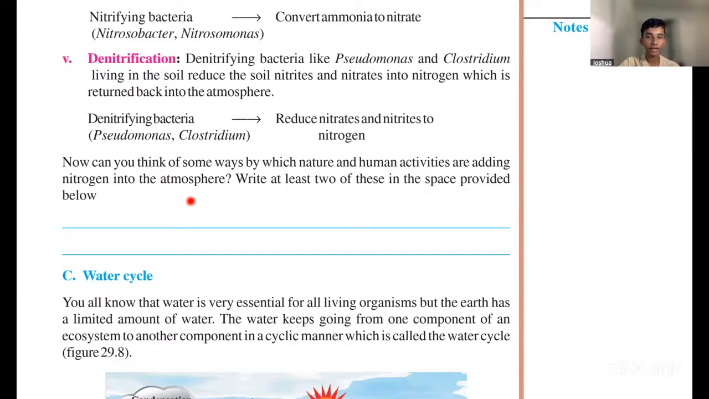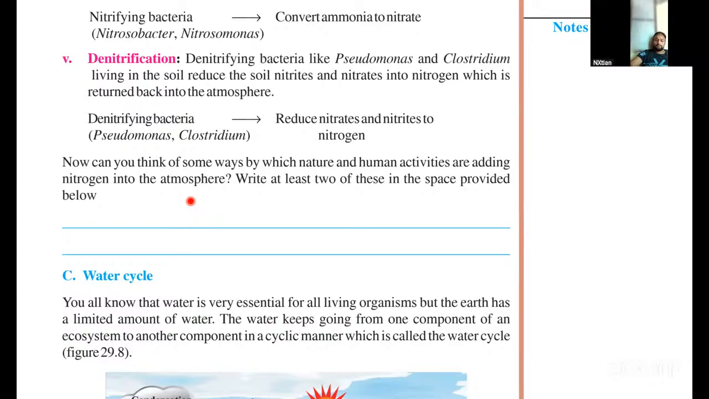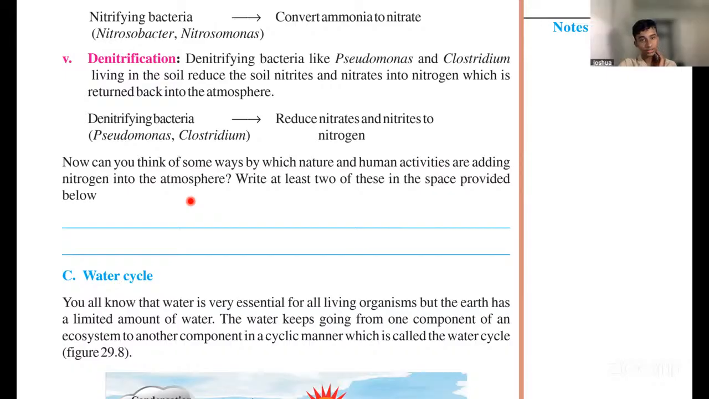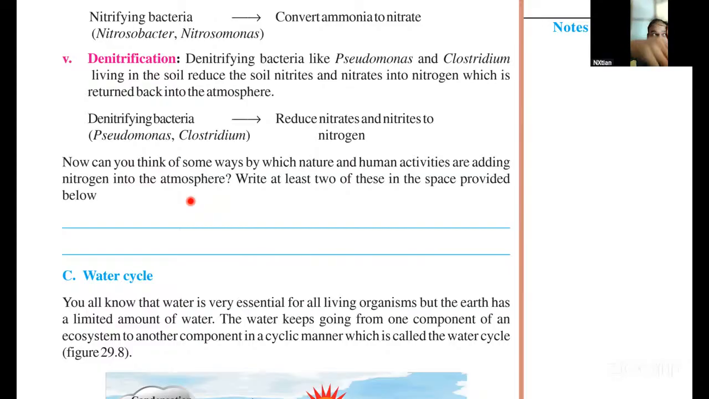Denitrifying bacteria like Pseudomonas and Clostridium living in the soil reduce nitrites and nitrates into nitrogen, which is returned back into the atmosphere. So basically the atmospheric nitrogen N2 is again formed by these bacteria called denitrifying bacteria, whose names are Pseudomonas and Clostridium.